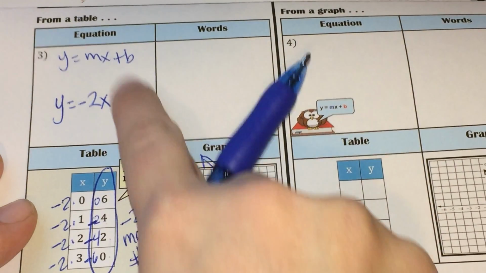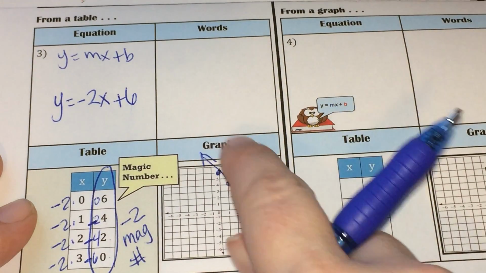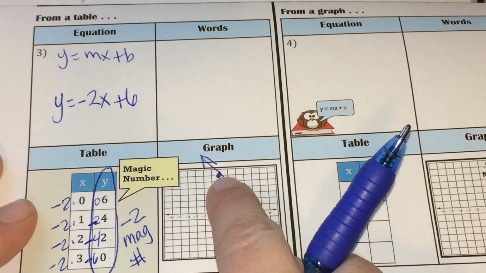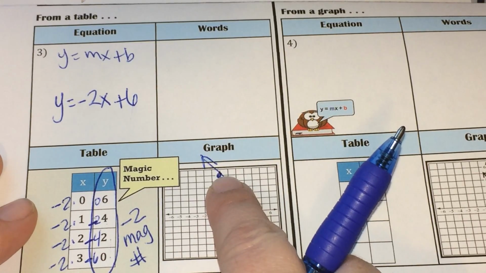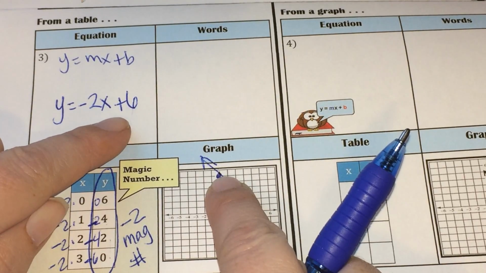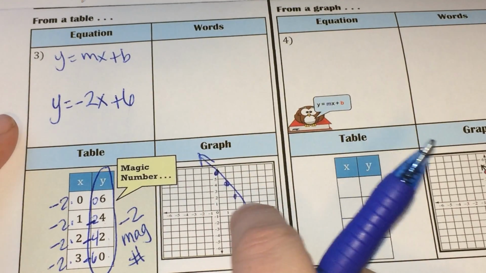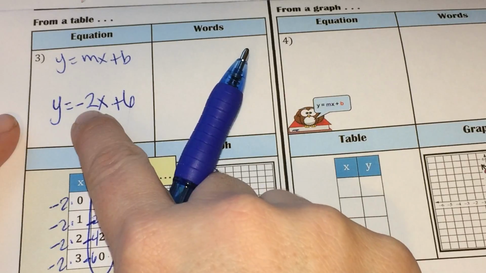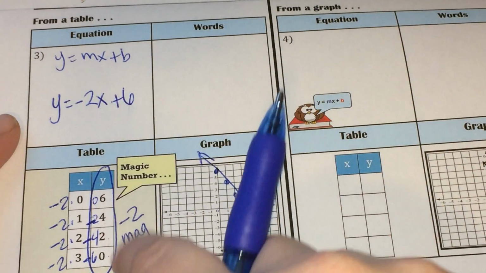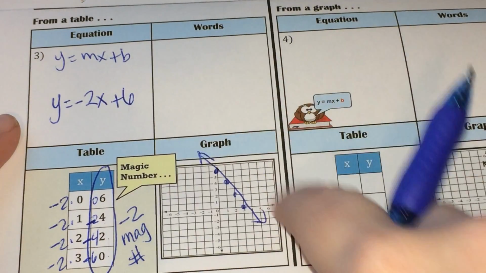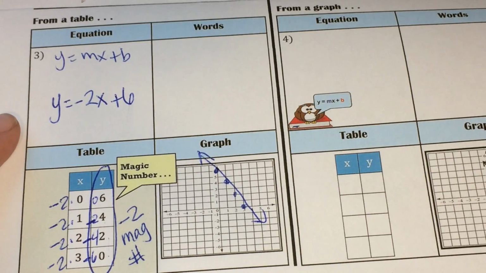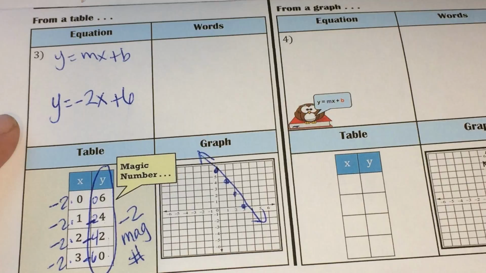Now check this out. We said our y-intercept was going to be up at 6. Our b was going to be up at 6, and it totally is. And we said we were going to fall and run, so we were going to have a negative slope, and it totally is. So we could have done this either way. We could have used our magic number trick, or we could have used our graph to come up with that equation. It's looking like it's all fitting together, which is wonderful.